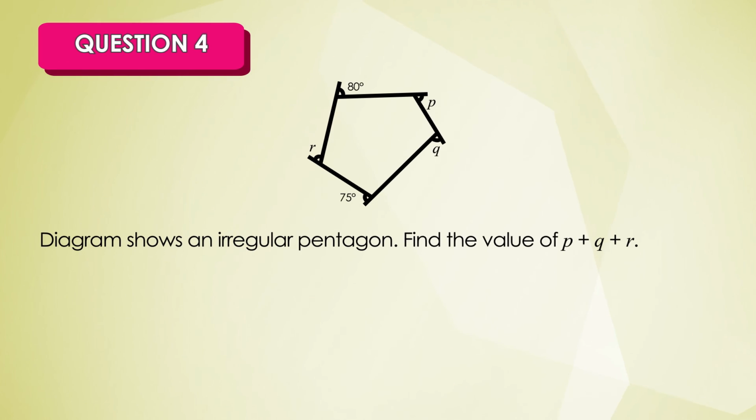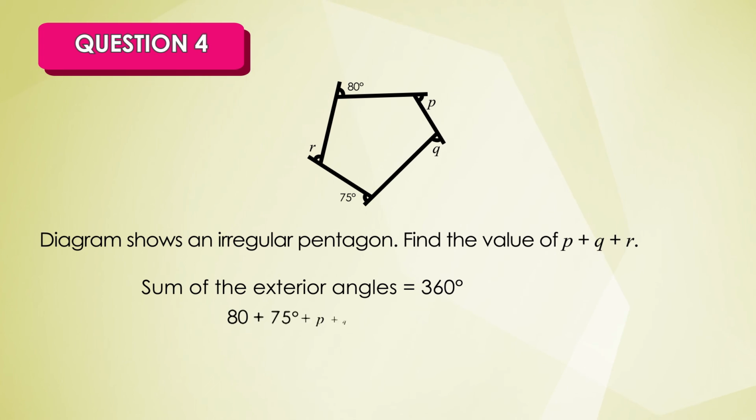Are you ready for another question? The diagram shows an irregular pentagon. Find the value of P plus Q plus R. Can you do this, girls and boys? Yes, that's right. The sum of the exterior angles of a polygon is 360 degrees.